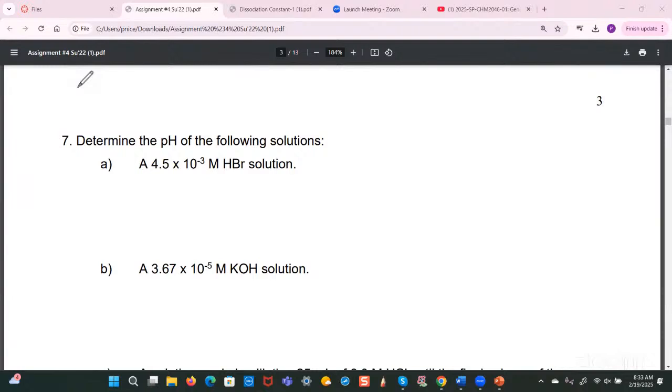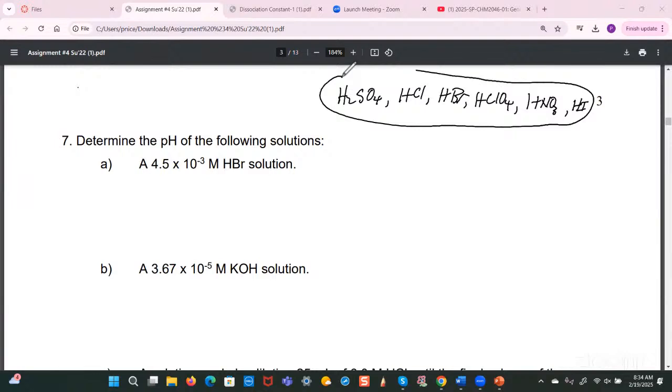Sulfuric acid, hydrochloric acid, hydrobromic acid. Perchloric. Nitric. And hydroiodic, exactly. Okay, please, folks, remember these acids as your strong acids.